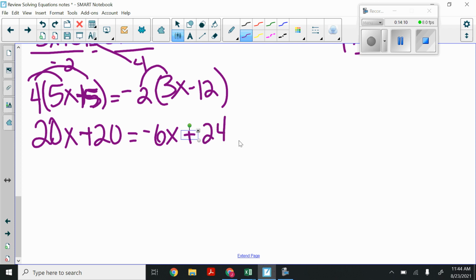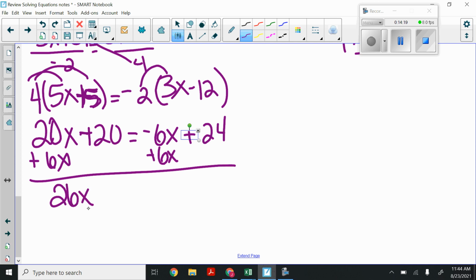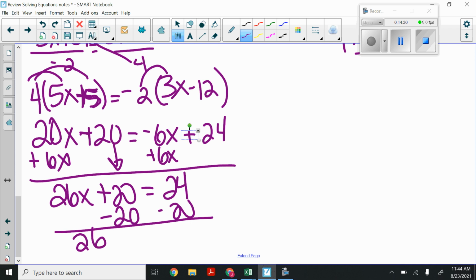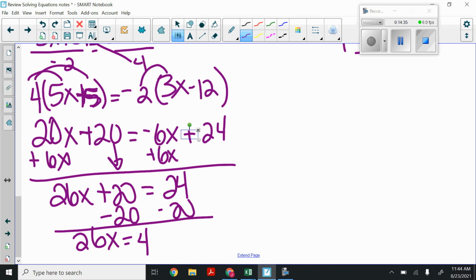Again, I have a 20x and a negative 6x. The negative 6x is smaller, so I'm going to move it over. So I'm going to add 6x to both sides. So now on this side, I have 26x. My plus 20 comes straight down, equals 24. I need to move this 20 over, so I'm going to subtract 20 from both sides. I have 26x equals 24 minus 20, which is 4. And now I need to divide by 26. So I have x equals 4 over 26.